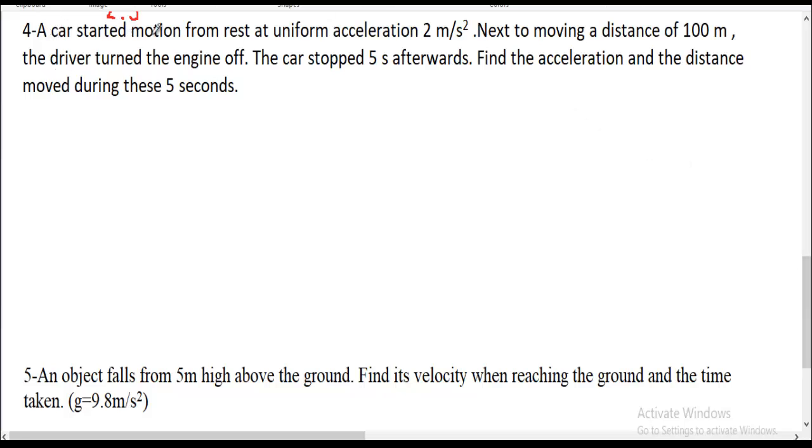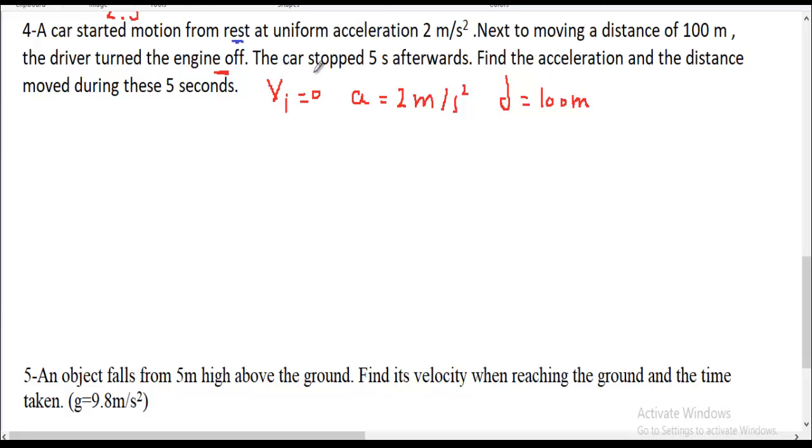Number 4: a car started motion from rest. As we said before, if the car started motion from rest, the initial velocity equals 0. At uniform acceleration, acceleration is 2 meters per second squared, after moving a distance of 100 meters. So the distance here is 100 meters. The driver turned the engine off, so here the car will slow down. The car stopped.